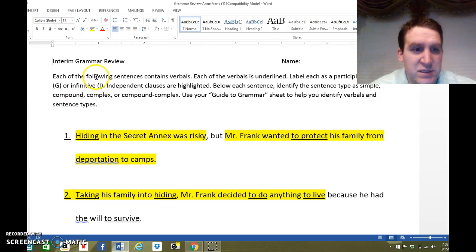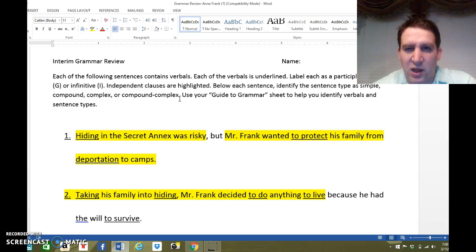So if we read the directions, it says, each of the following sentences contains verbals. Each of the verbals is underlined. Label each as a participle, a gerund, or an infinitive. And then it says independent clauses are highlighted. Below each sentence, identify the type of sentence as simple, compound, complex, or compound complex. Use your guided grammar sheet to help you identify verbals and sentence types.